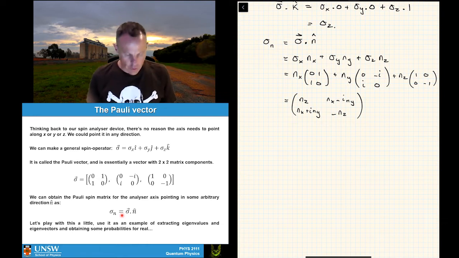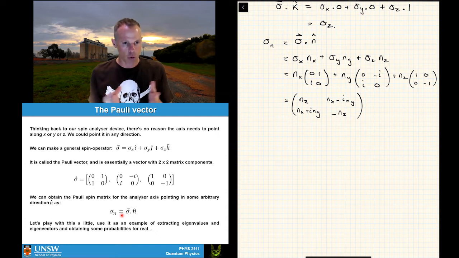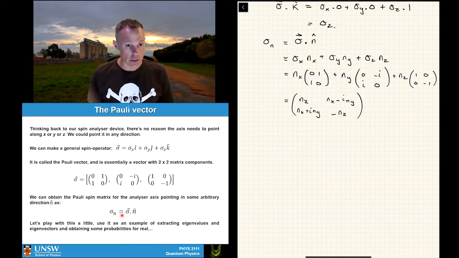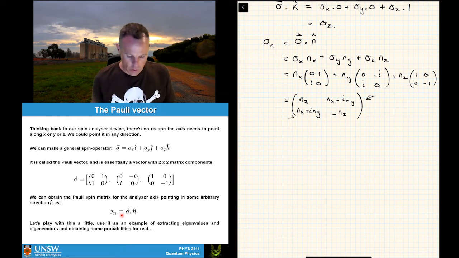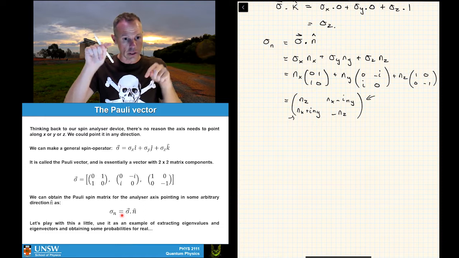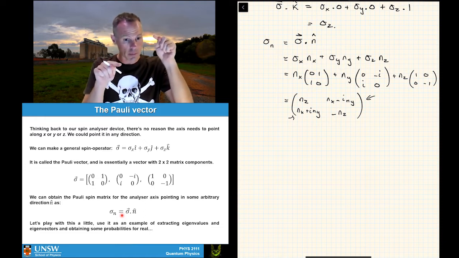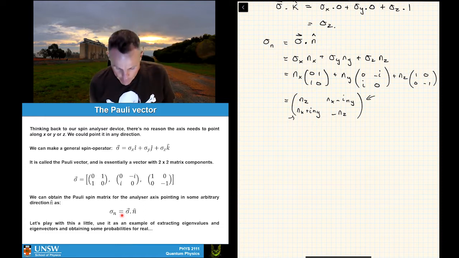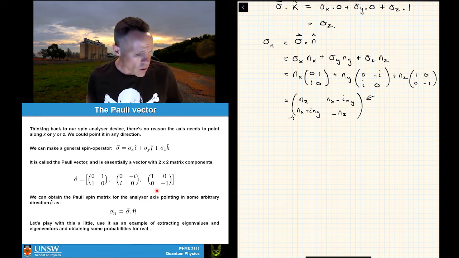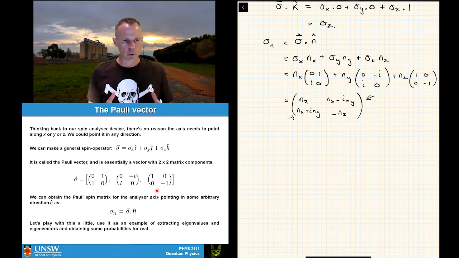And if you imagine that we're interested in it pointing along z, then nz would be 1, nx would be 0, and ny would be 0. And if you put those into that equation there, the two off-diagonal terms will go to 0. The two terms on the diagonal will go to +1 and -1. And so we would end up back with our normal Pauli matrix sigma z just up the top here, okay? All right, so we've built this thing.